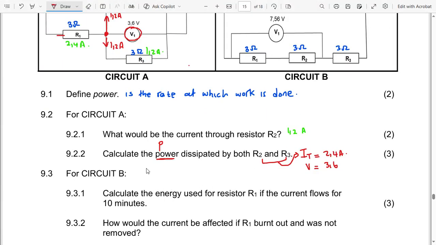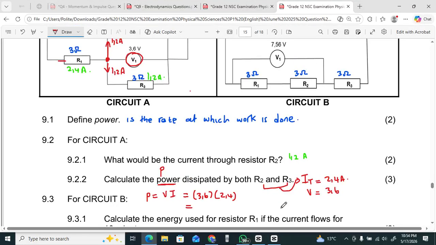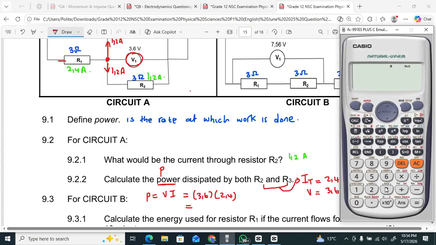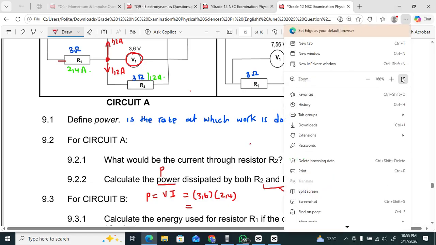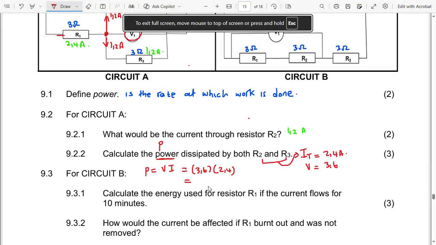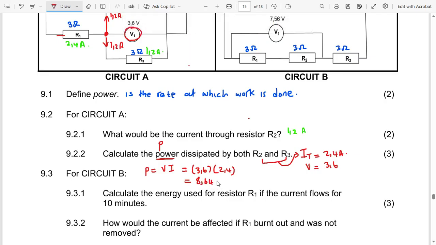So to calculate the power, I'm going to say P is equal to VI. Then you just have to substitute what you were given. We know that the voltage is 3.6, and the current is 2.4. Then you punch that on the calculator. So it's going to be 3.6 multiplied by 2.4. This gives me an answer of 8.64. So that will be my power. So the power is 8.64 watts.